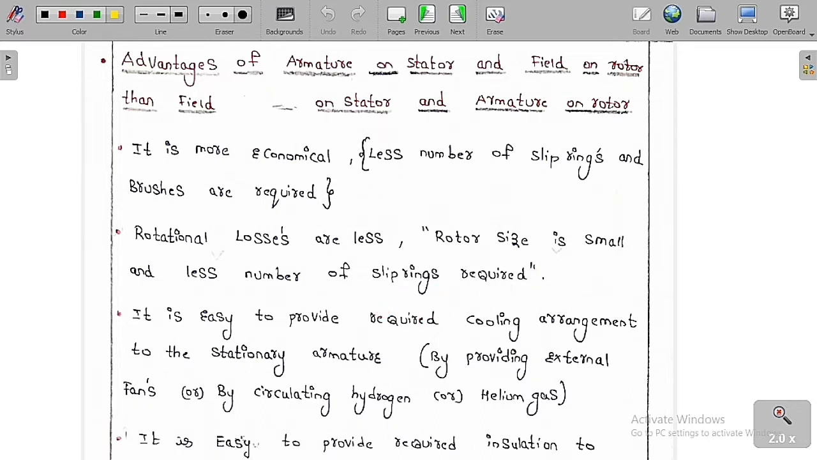It is easy to provide the required cooling arrangement to the stationary armature by providing external fans or by circulating hydrogen or helium gas. Now you can provide an extra amount of cooling to these armature conductors because they are stationary. If they are stationary, we can easily provide the cooling for them. But if the armature conductors are rotating, it is very hard to provide a cooling mechanism.